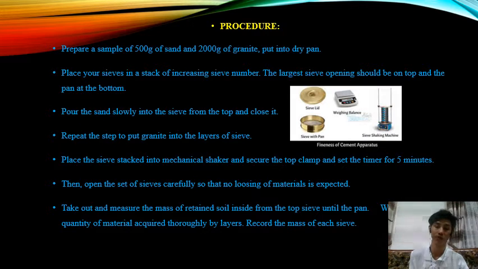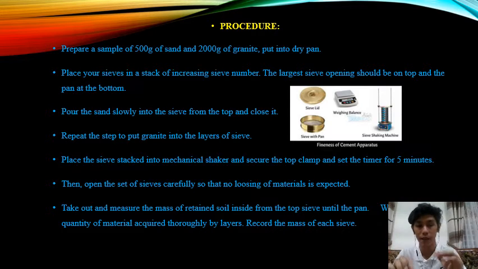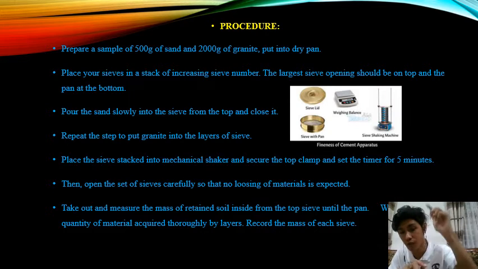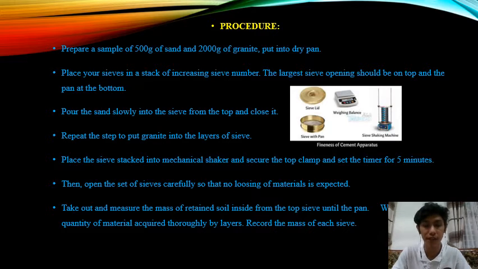Next we continue with the procedure. Prepare a sample of 500 gram of sand and 200 gram of granite. Put into a dry pan. Then place your sieves in a step of increasing sieve number. The largest sieve opening should be on the top and the pan at the bottom. Next, pour the sand slowly into the sieve from the top and close it. Next, repeat the step to put granite into the layer of sieves.